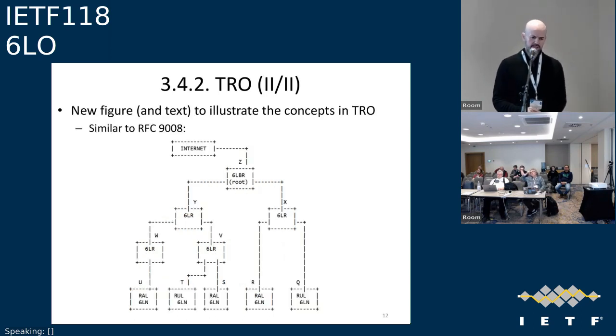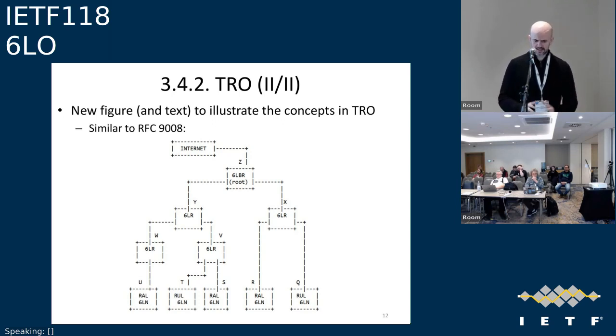Also, there was a comment by Georgios that perhaps for this particular mode, the tunnel ripple-based route over, it would be good to add a figure like the one that is used as reference in RFC 9008. This is a document which describes how the different headers are used in the data plane to enable the communication in RPL from one entity to another, considering all possible combinations. So here we've tried to follow something like that with the aim to help clarify how this mode operates.